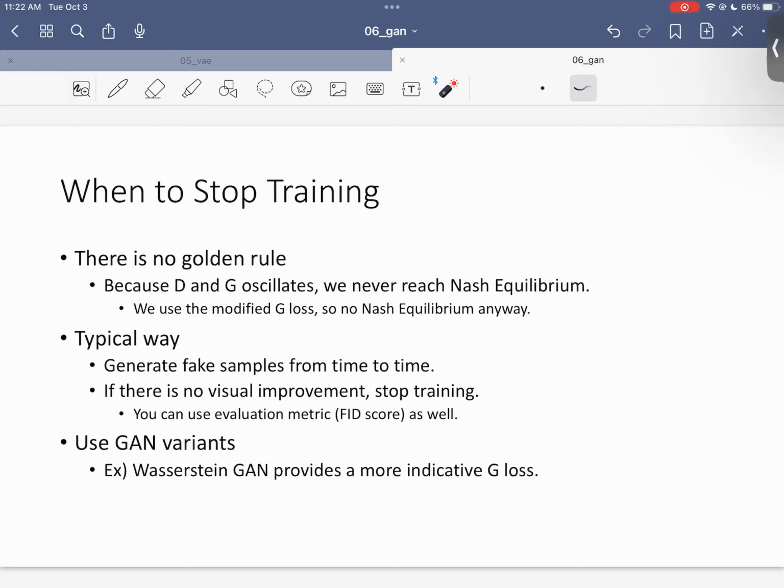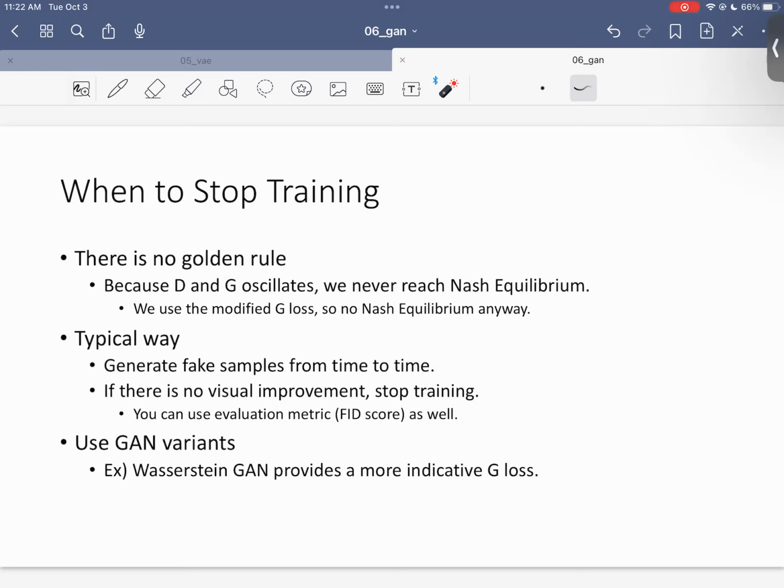So typically what we do is we generate fake samples from time to time, like every 10 iterations or every 100 iterations, by giving the generator the Z, and then see if we are satisfied with the generated synthetic samples. So it's people actually looking at synthetic samples and determining whether this is good enough, or we need to further train. It's just human eval. So if there's no visual improvement, then stop training. Or we can use an evaluation metric called FID score, which we'll be talking about in a moment.